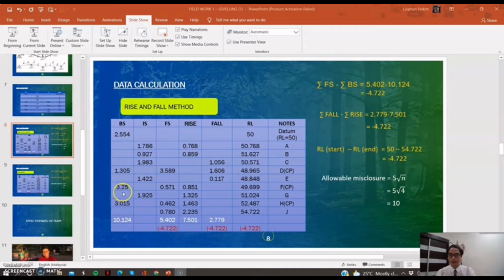So we take this backside value 3.25, you need to minus with 1.925, and then you will get 1.325. Next, 1.925, need to minus with 0.462, you will get 1.463. And here is the change point, which means we are moving to the next level position, which is level position 4. So we take this 3.015 minus with 0.780, you get the answer 2.235.